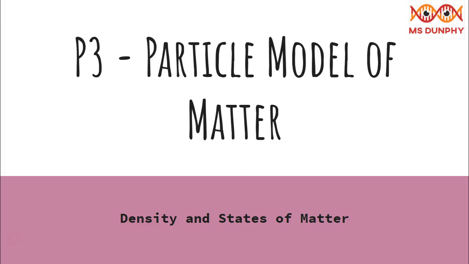The particle model of matter can be used to help describe the densities of substances and the different states of matter. It says that everything is made up of lots of tiny particles. Density is a measure of the compactness of a substance. It relates the mass of a substance to how much space it takes up, i.e., it's a substance's mass per unit volume. The symbol for density is the Greek letter rho. It looks like a P, but it isn't.